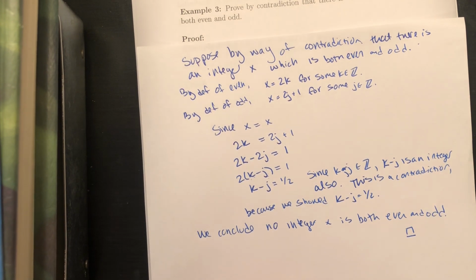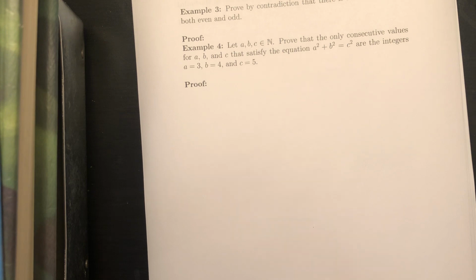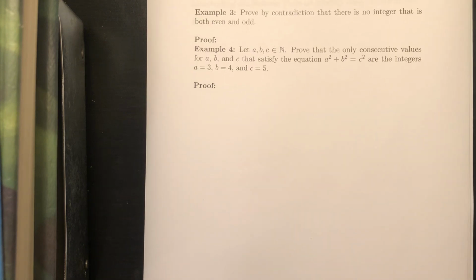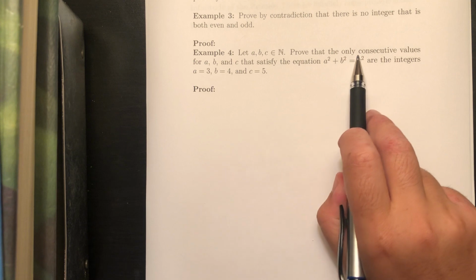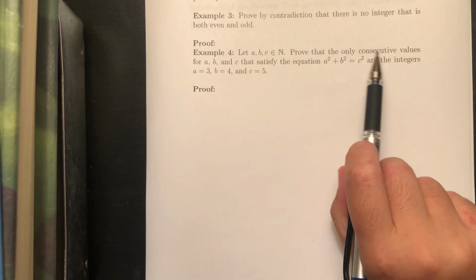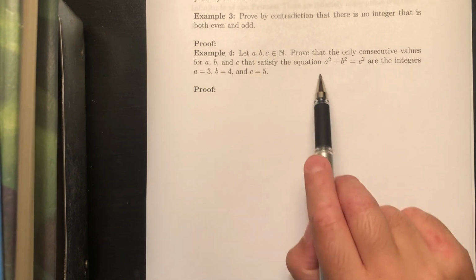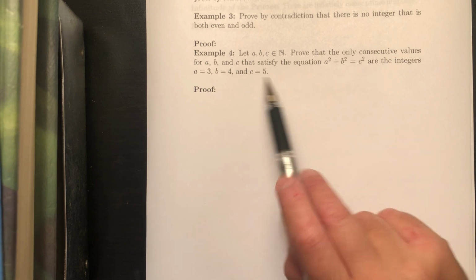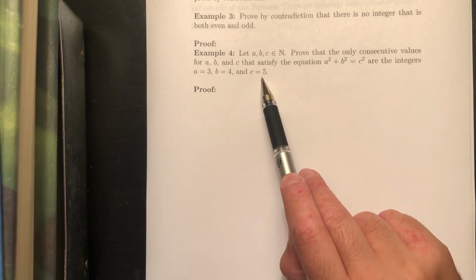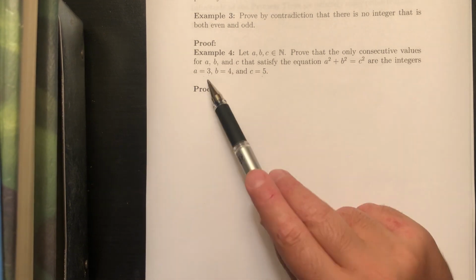Okay, cool. We'll do one more example together. Example 4, let a, b, and c be natural numbers. Prove that the only consecutive values (consecutive means 3 numbers right in a row) for a, b, and c that satisfy the Pythagorean identity, a squared plus b squared equals c squared, are the integers 3, 4, 5. So this is saying the only Pythagorean triple that has 3 numbers right in a row is 3, 4, and 5. Let's try to prove this by contradiction.